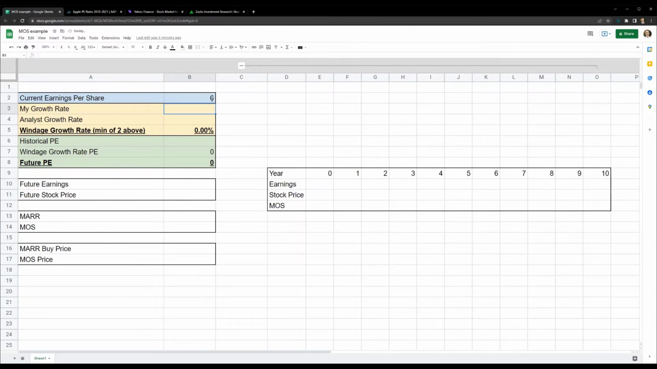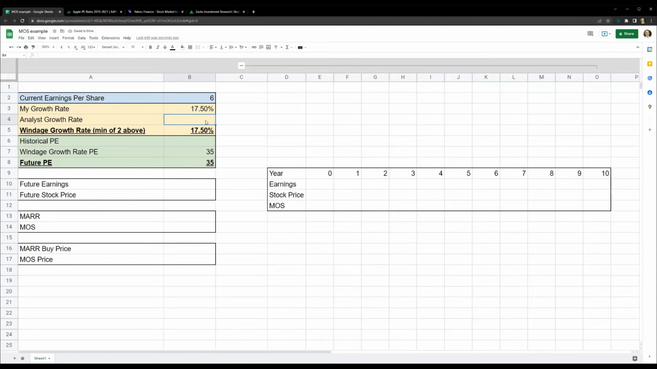So we pop 6 in there, and then we need to do two other things. We need a growth rate and we need a PE. So we'll start with the growth rate. We're going to put in two numbers here. The first is a growth rate that you can determine yourself based on your analysis, by looking at things like return on equity, return on invested capital, the historical growth of earnings, revenue, PE, free cash flow and operating cash flow. You can try and come up with the growth rate that you think Apple can grow at over the next 10 years. When I did this, I came up with 17.5%.